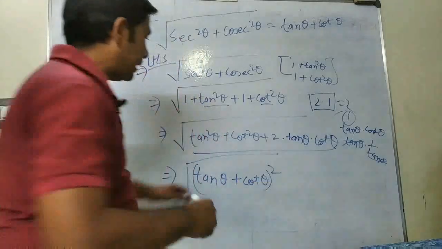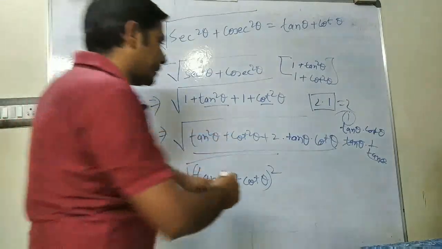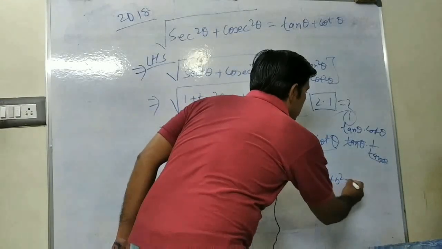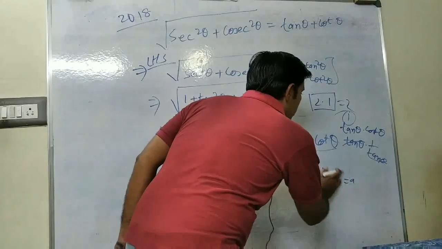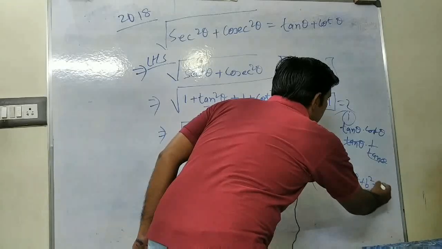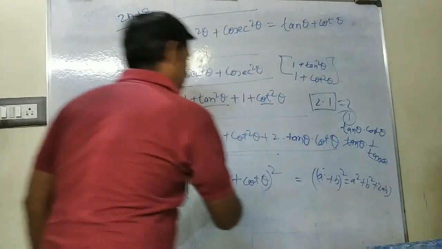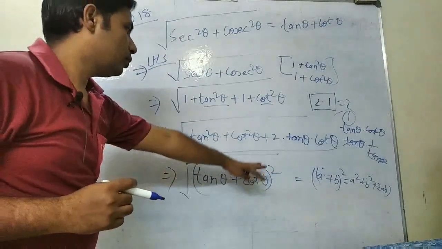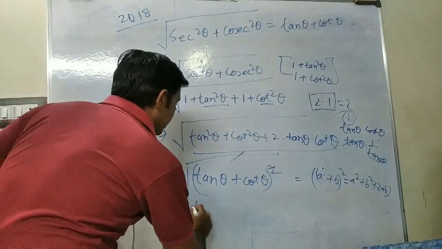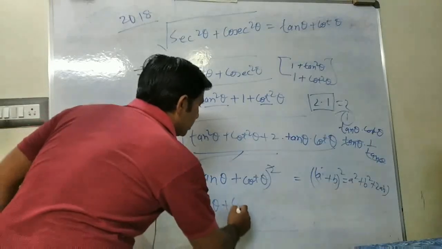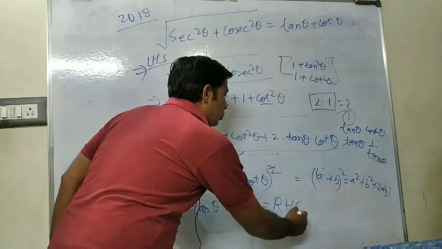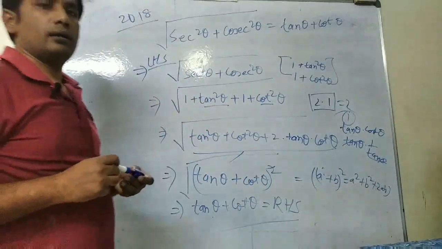Under root of it. Then we can write why it is here, because a plus b whole square is equal to a square plus b square plus 2ab. So we are writing a plus b whole square. So this square and this under root will be cancelled, and we can write tan theta plus cot theta, which is equal to the RHS side. So we have got the equation.